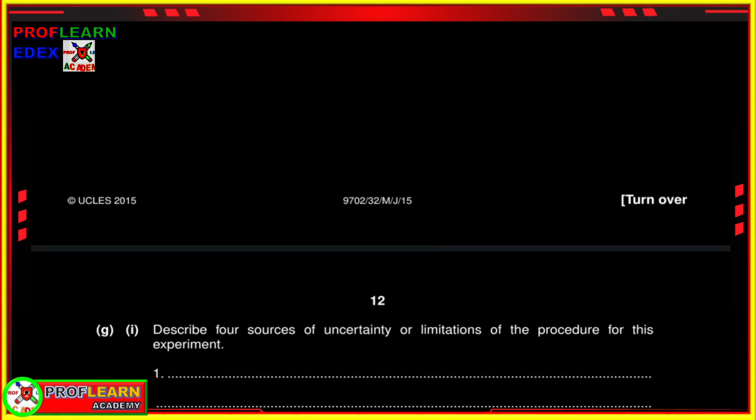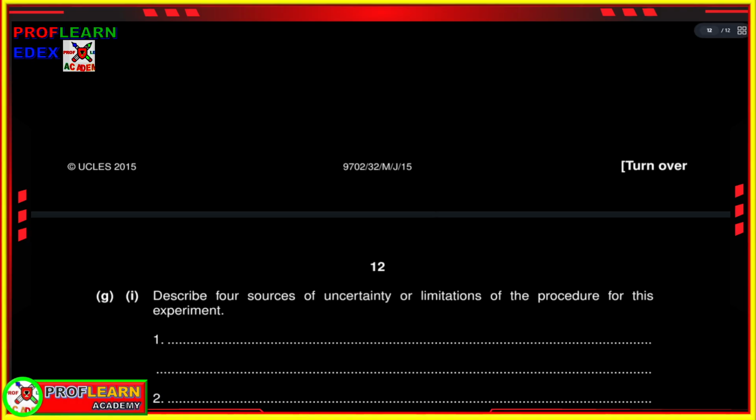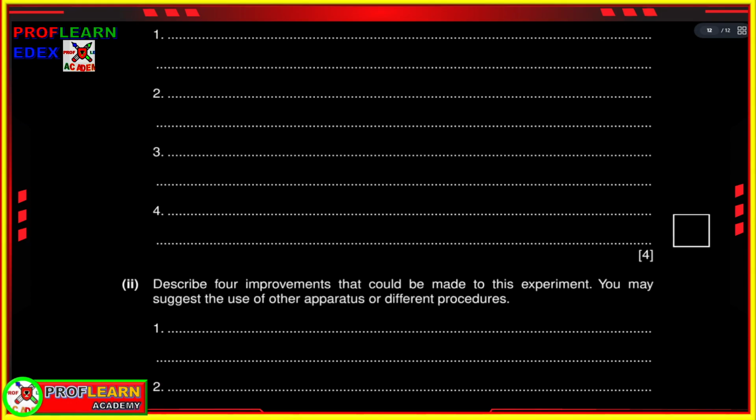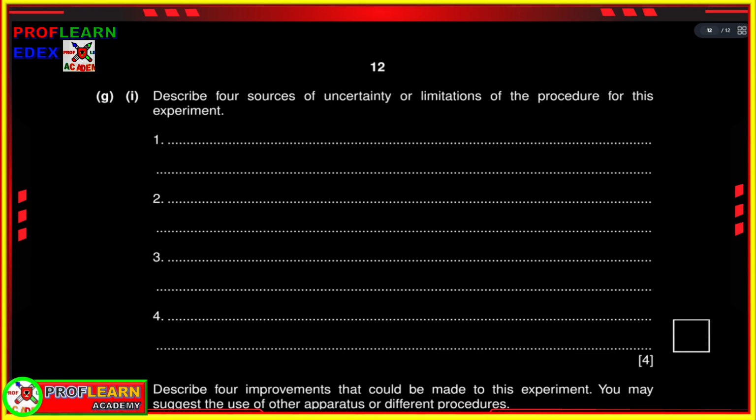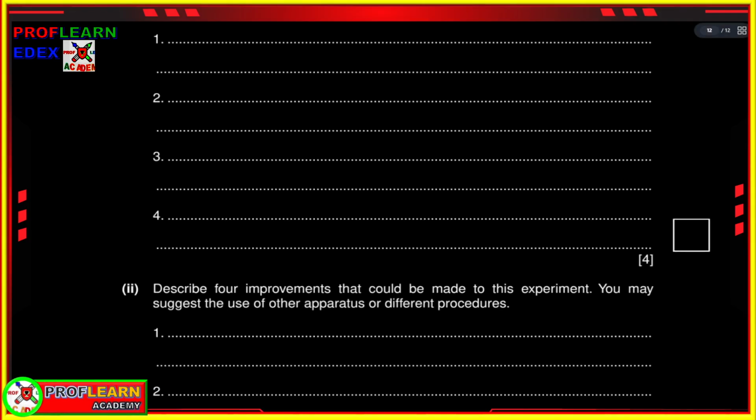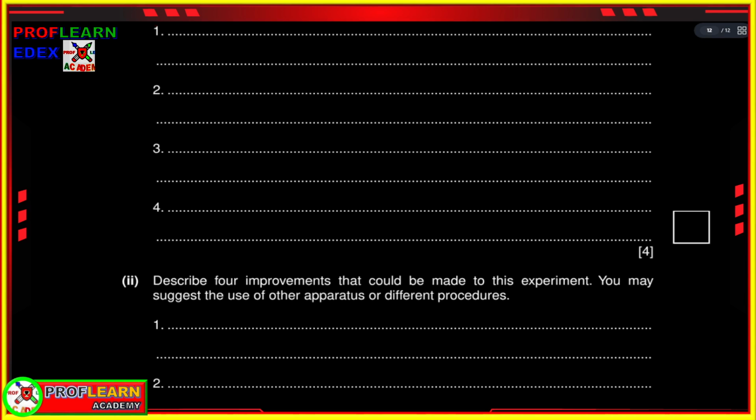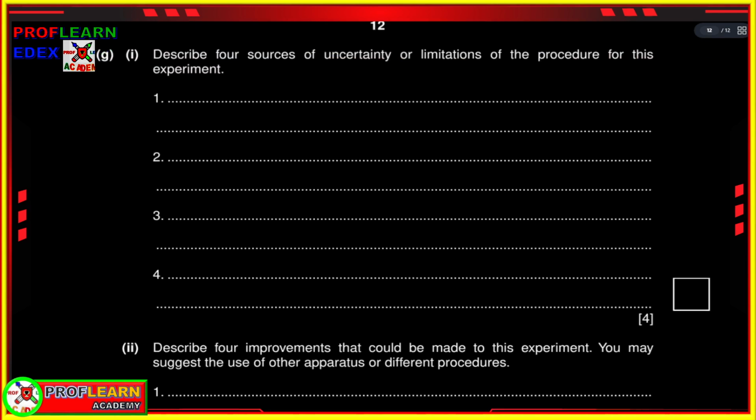Now, the last section of the practical paper of question 2 is where you are supposed to state and describe sources of uncertainty and the limitations of the procedure. Describe the improvements that you need to make in order to get accurate results and reduce the uncertainty or the errors in that experiment. So in that case, you are not going to create problems and then try to assume that you are solving those problems.